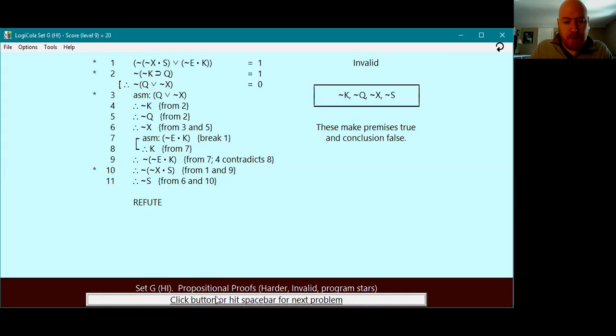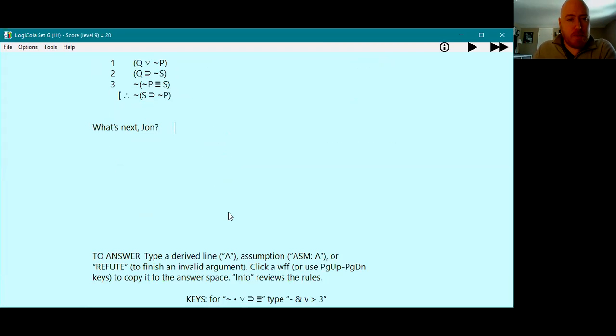Okay, let's go ahead and do one more here. All right, I've got either Q or not P. If Q, then not S. It's not the case that not P if and only if S. Therefore, it's not the case that if S, then not P. So either Q or not P. If Q, then not S. It's not the case that not P or S. Therefore, it's not the case that if S, then not P. All right. So for our assumption, we're just going to delete that tilde.